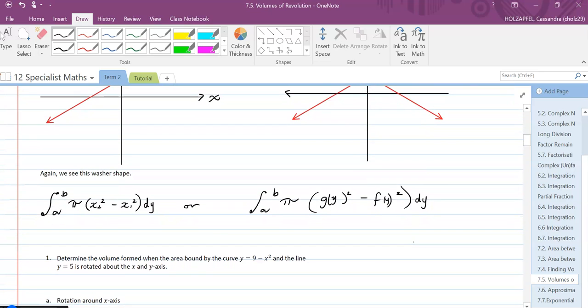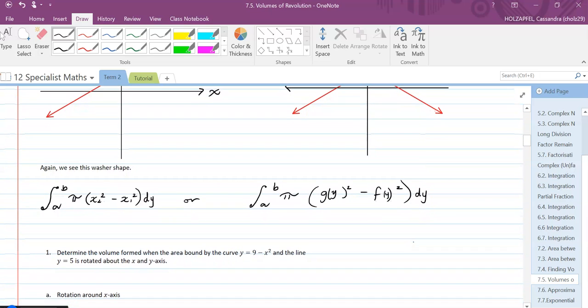Okay, so let's have a go at this question here. Determine the volume formed when the area bound by the curve y equals 9x squared and the line y equals 5 is rotated about the x and y axis. So the first thing I want to do is see which function is going to be on top, because that will tell me what I need to subtract.